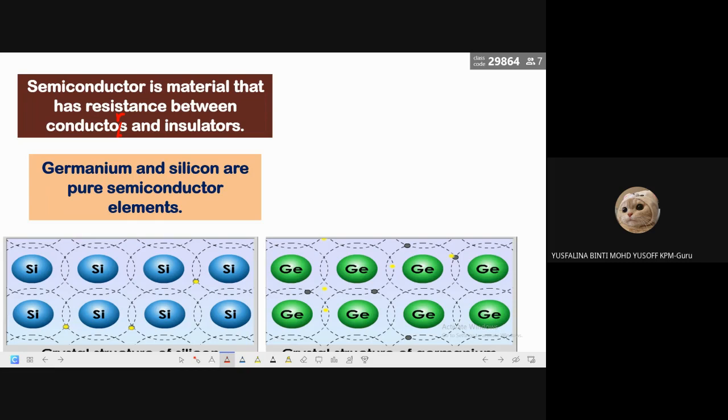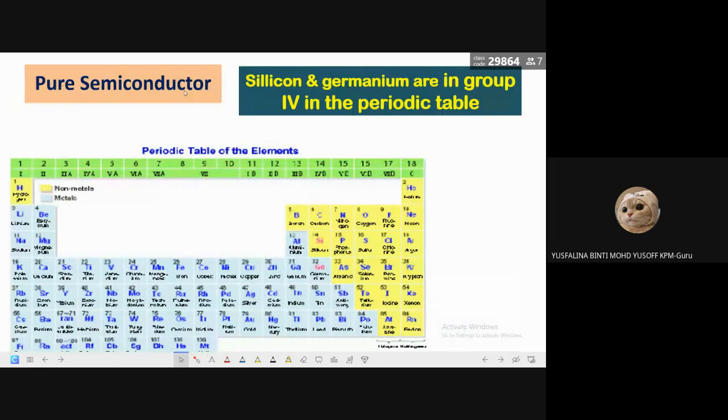So what is an example of a semiconductor? It's germanium and also silicon. So these are the two types of semiconductor elements, silicon and germanium. So this is the periodic table. I think you are already familiar with seeing this in chemistry, right? So silicon and germanium are in group 4 in the periodic table. So group 4 is here, right? Group 4, silicon.